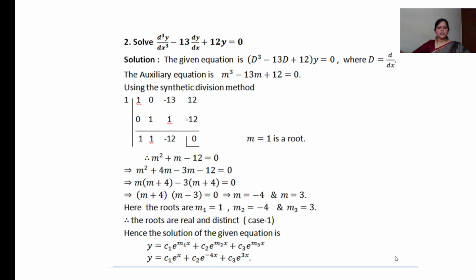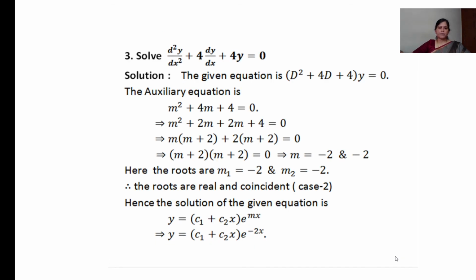The roots are real and distinct, which means the general solution of the given equation is y is equal to c1 e to the power m1x plus c2 e to the power m2x plus c3 e to the power m3x. Substitute m1, m2, m3 in the equation. The general solution y is equal to c1 e to the power x plus c2 e to the power minus 4x plus c3 e to the power 3x. This is the required solution for the given differential equation. Here also the right side value f of x is equal to 0. That's why the complementary function itself is the general solution of the given equation.